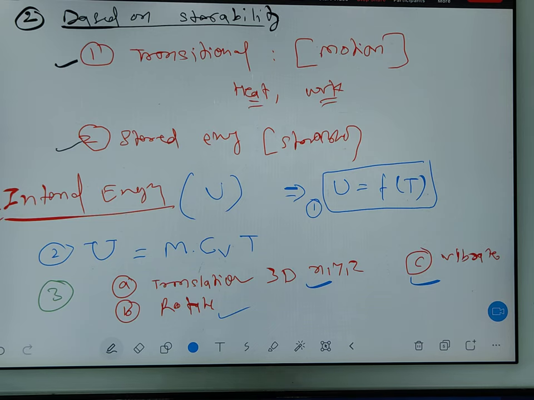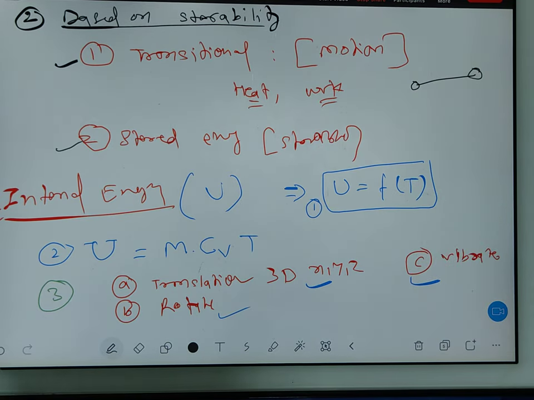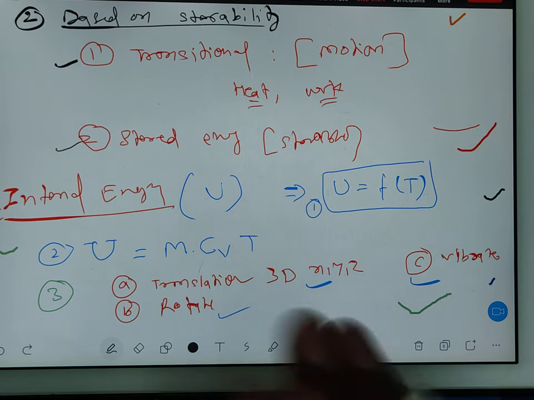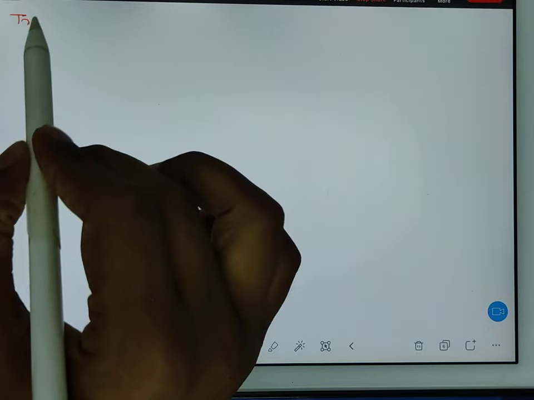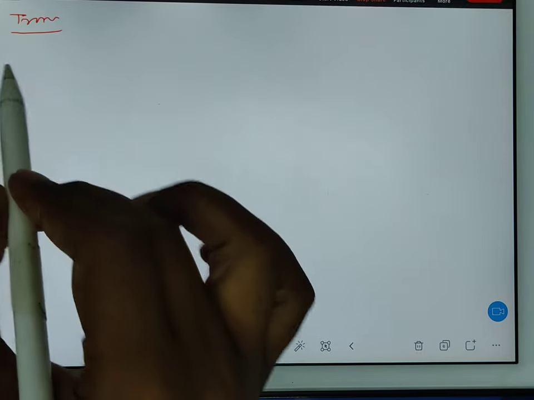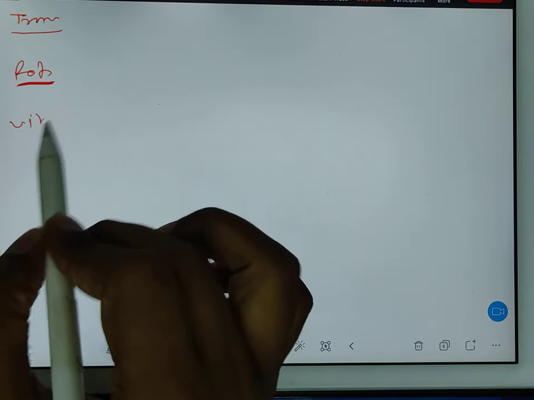I will change the page for better explanation purpose. First, you copy down this. Now, I am going to explain with the diagram what is the meaning. See here. Translation means linear motion. Rotation, already you understand. Vibration, you understand. I will explain here.